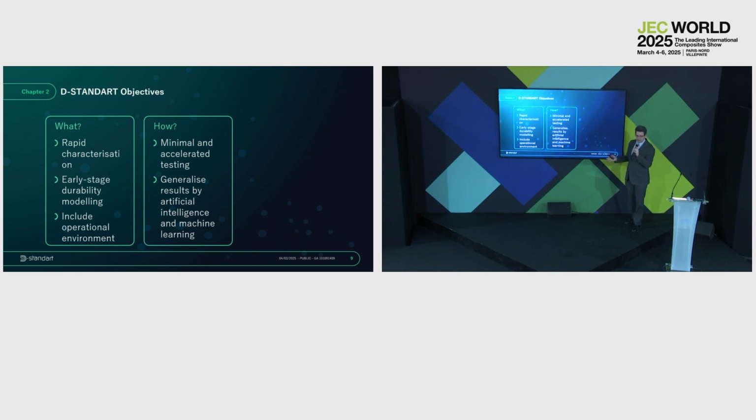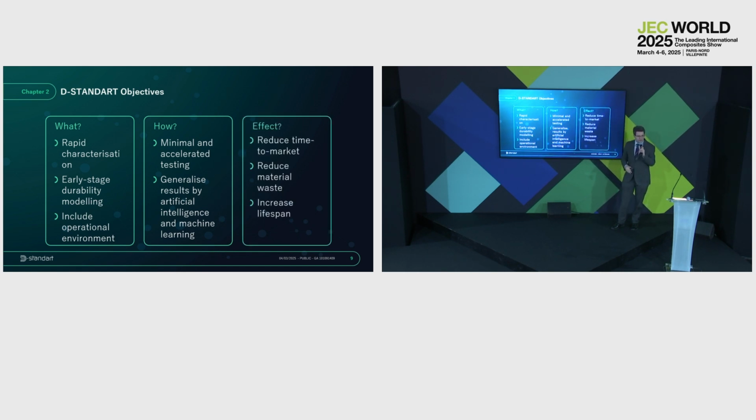And we're going to achieve this by enabling minimal and accelerated testing, so do the tests we do faster and do as few tests as possible, but ensuring, of course, the right coverage. And using artificial intelligence or machine learning to generalize those results and cover everything that we do not test. And with that, we aim to reduce time to market for composite structures, reduce material wastage, and potentially increase the lifespan of products, or, as you'll hear on Thursday in the talk by John Taylor, have a more conscious trade-off between lifespan and increased life cycle impacts.